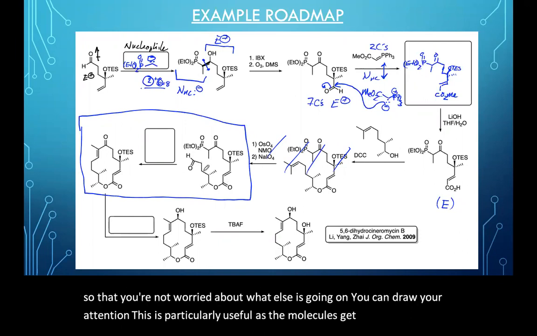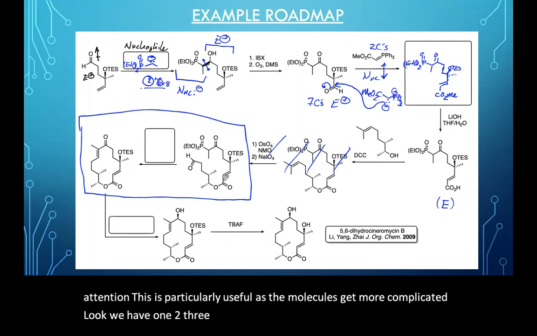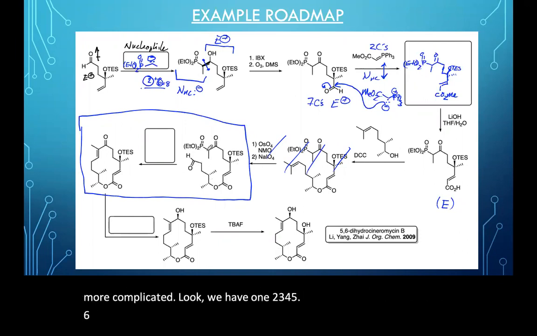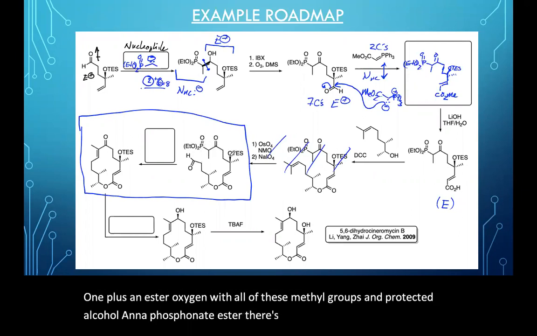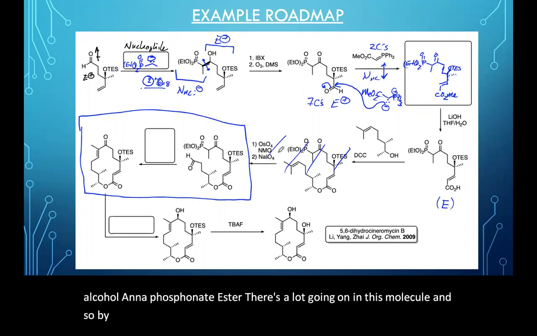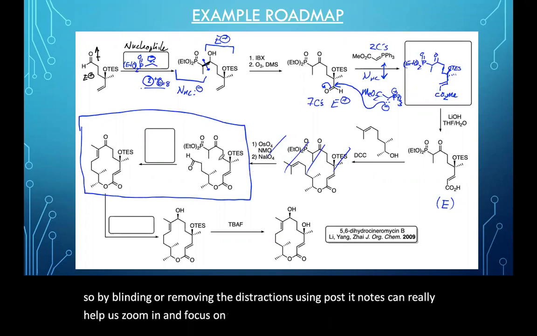Look, we have 1, 2, 3, 4, 5, 6, 7, 8, 9, 10, 11, 12, 13, 14 carbons on this backbone plus an ester oxygen, with all of these methyl groups and protected alcohol and a phosphonate ester. There's a lot going on in this molecule. And so by blinding or removing the distractions using Post-it notes, we can really zoom in and focus on what's going on.